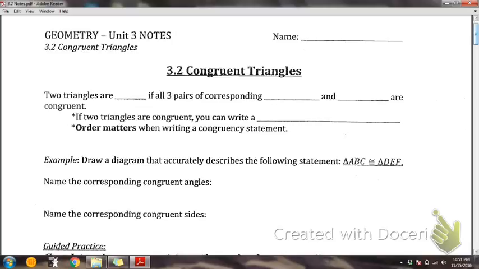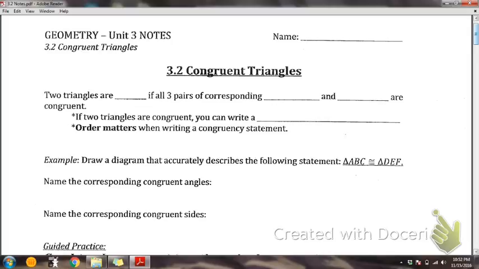I apologize in advance that the video is kind of grainy looking. It's not your eyes, it's that I had to scan this document in, and so that's why it's a little bit grainy. So just do your best as we go through these notes, okay?